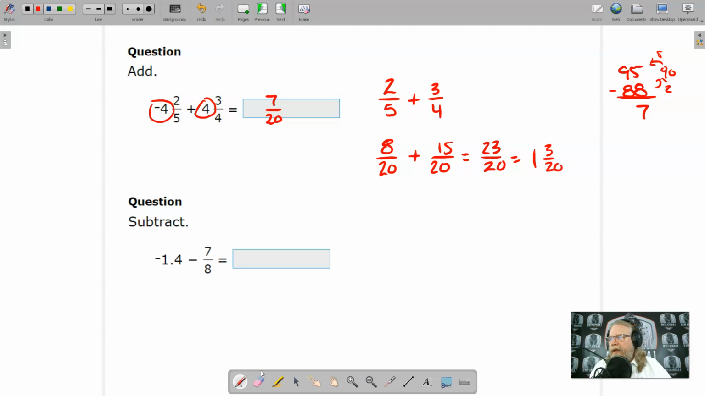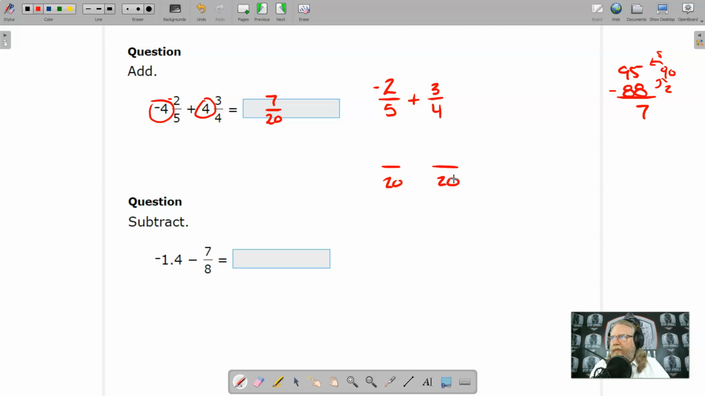Nope, that doesn't work. The reason why is this. Here's where I made my mistake. This 2 is actually negative. That is negative 4 plus negative 2/5. So if I think of this as negative 2/5, now let's try it.